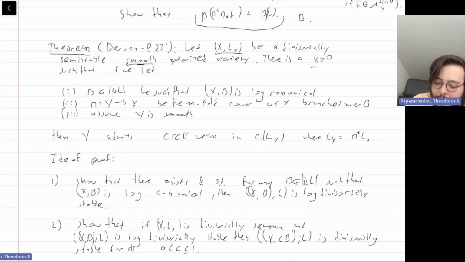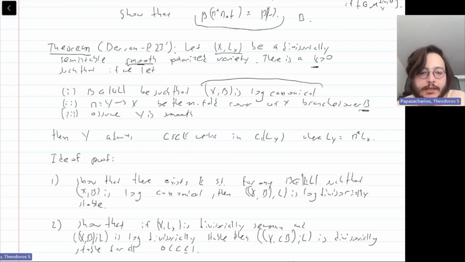And the point is that you can find a positive k such that if you assume these three conditions, so if you find a divisor B inside the linear system of KL to be such that this log pair (X, B) is log canonical, and you define the finite cover Y, I guess we defined them before, with respect to X, branched along the divisor B, and assume that Y is smooth, then Y admits a cscK metric in the first Chern class of the line bundle Ly, where again, as before, Ly is the pullback of Lx along this Galois morphism.